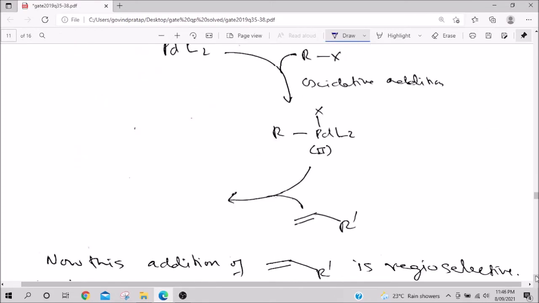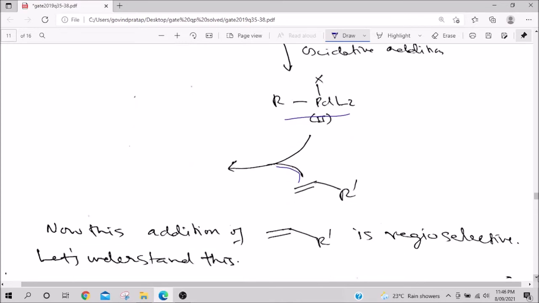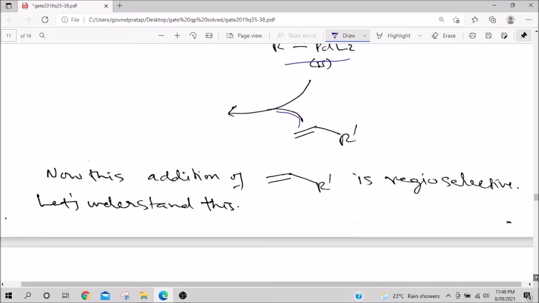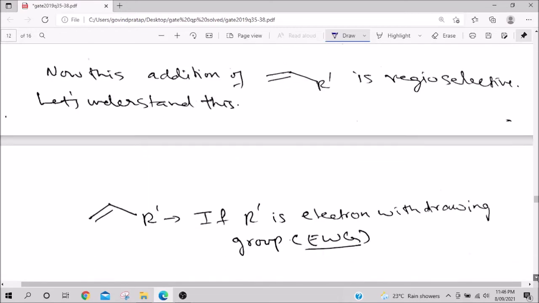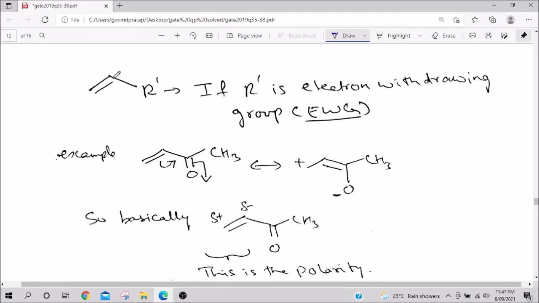And then what happens now? This alkene gets added to this Rx. Now, this alkene addition is what most people do not understand. They will understand all the mechanism, but this alkene addition is a little bit confusing. So, we should know. Now, what happens, this alkene, this R prime you have to define.